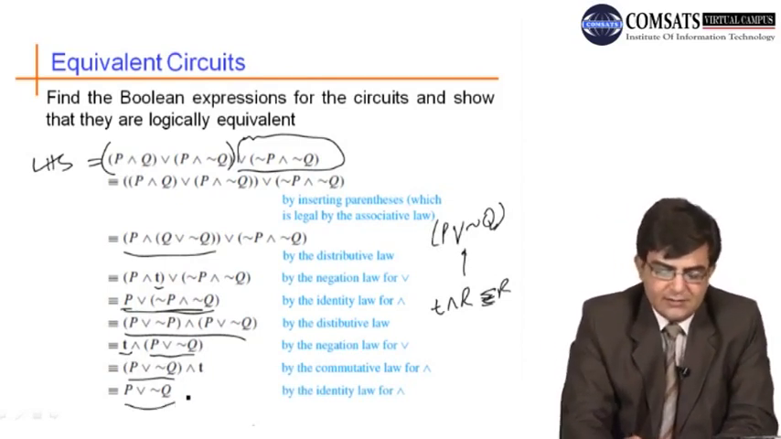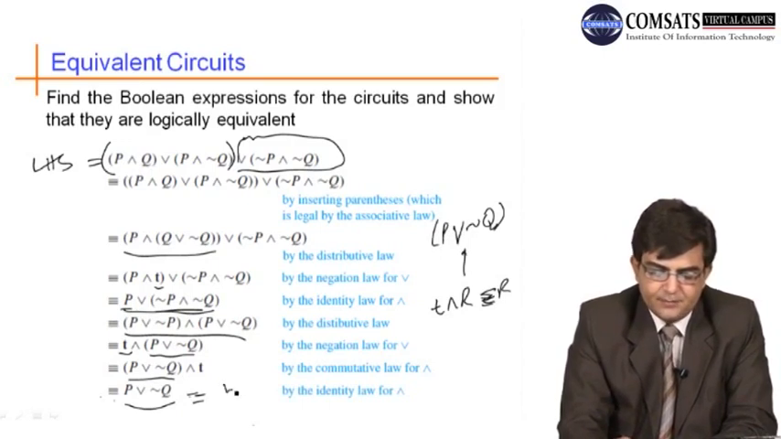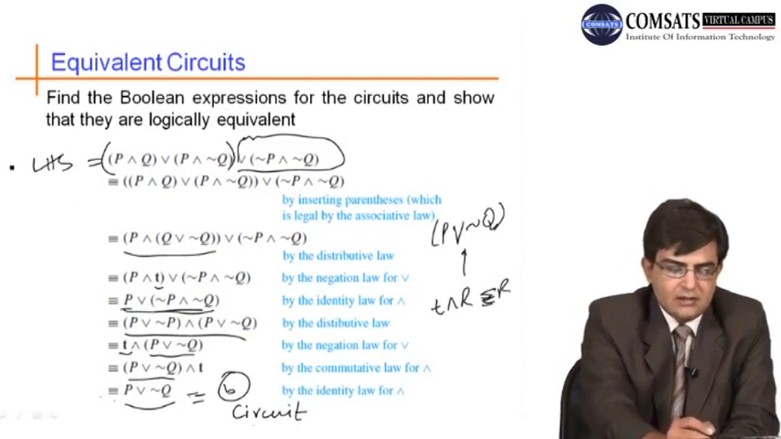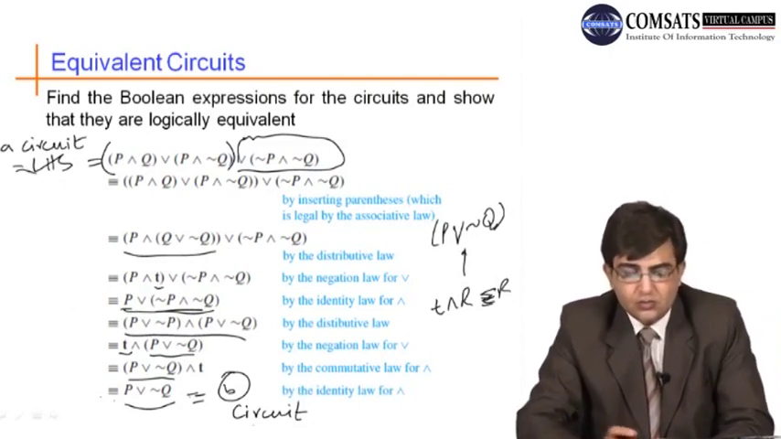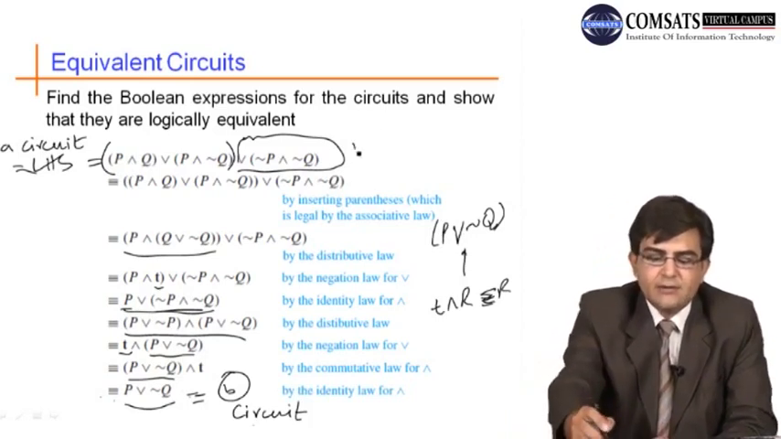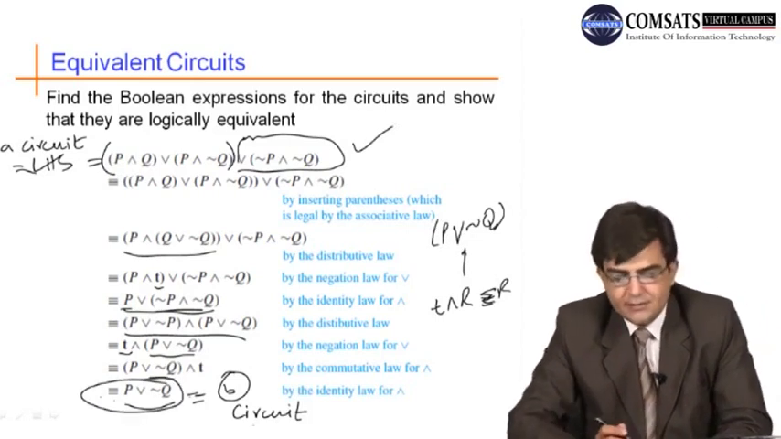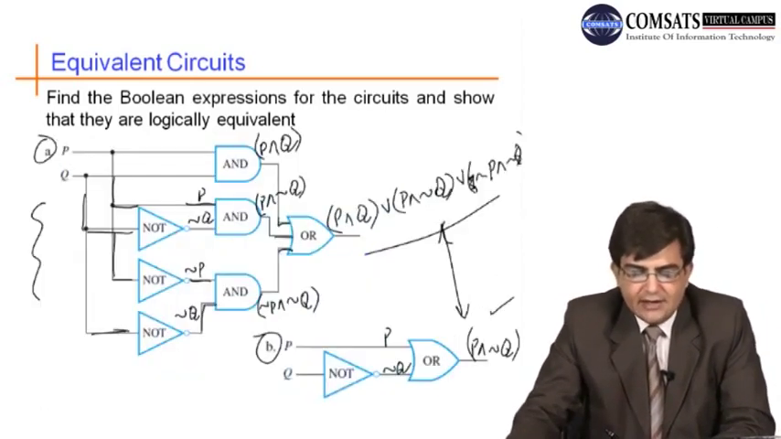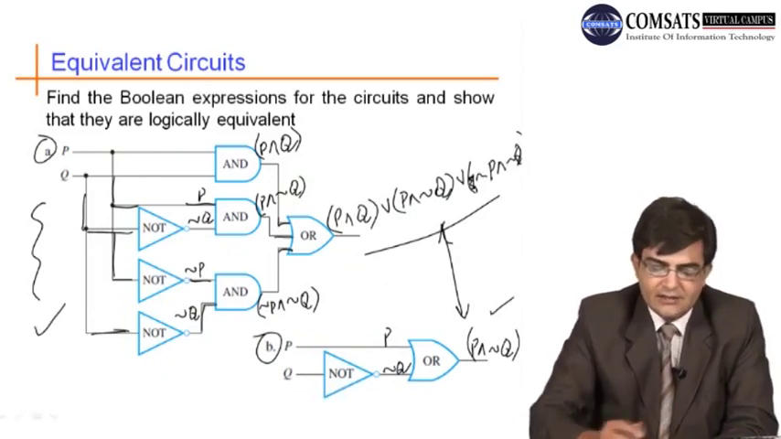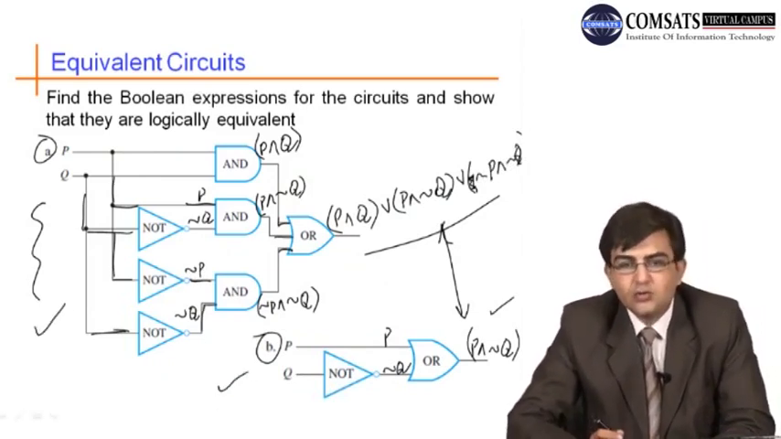So what is this? This is the second circuit, circuit B. This was our circuit A, which we considered in the left hand side. You can see that by using rules of logic we can simplify such a long Boolean expression into a very simple and short Boolean expression. So we can say that this circuit is logically equivalent to this circuit. The output of these circuits will be the same.